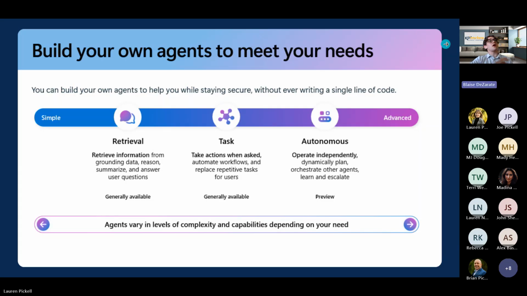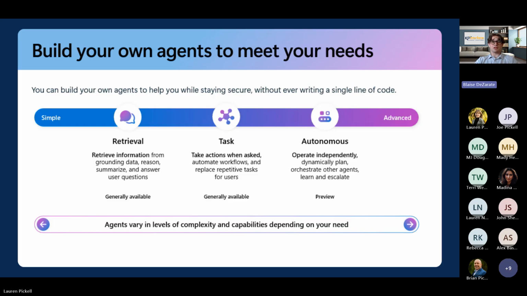Okay, and so when we're talking about agents, there is a spectrum here, from simple to advanced. On the lower end of the spectrum, it's a retrieval agent. So what it's really doing is just retrieving information that's grounded in your data. So just like a chatbot, it'll give you what you're asking it. The next step up from that is a task agent. So it really does take that next step. It'll create tickets for you, it'll update records, or even send emails on your behalf.